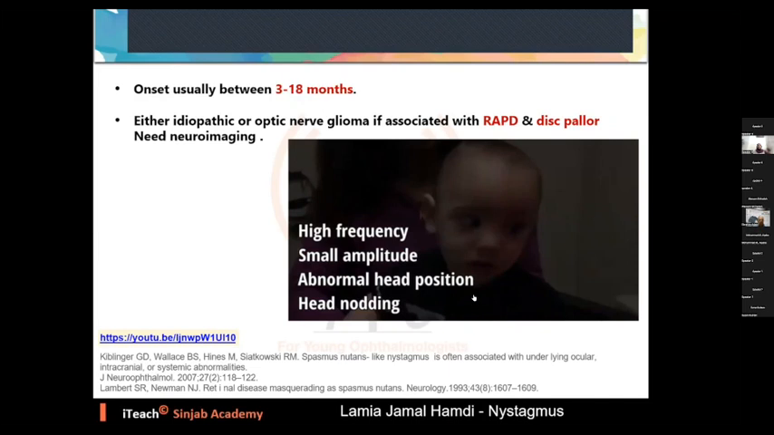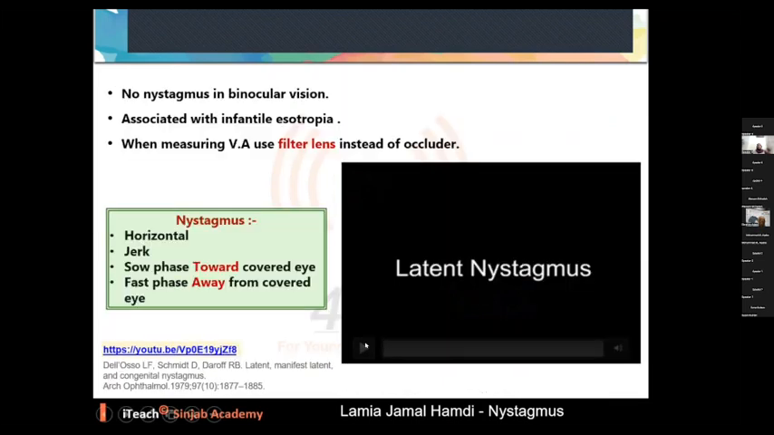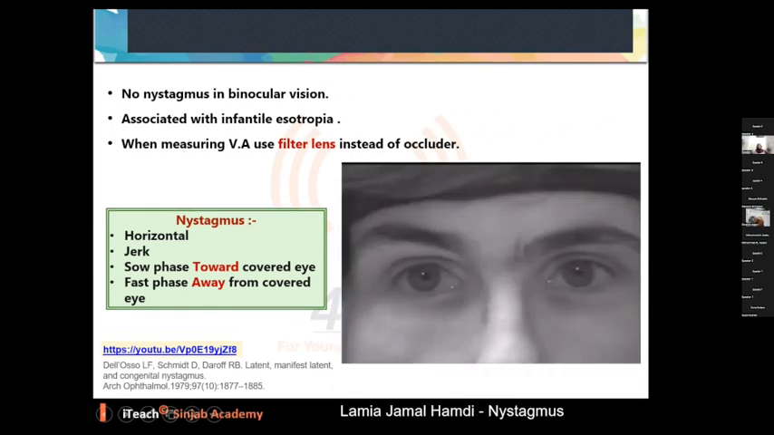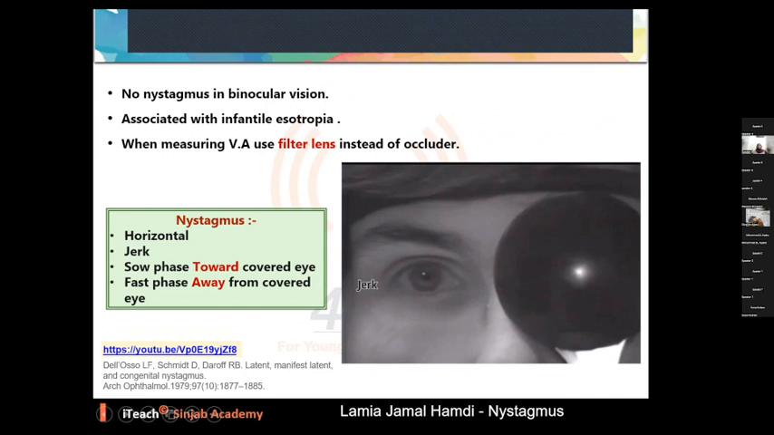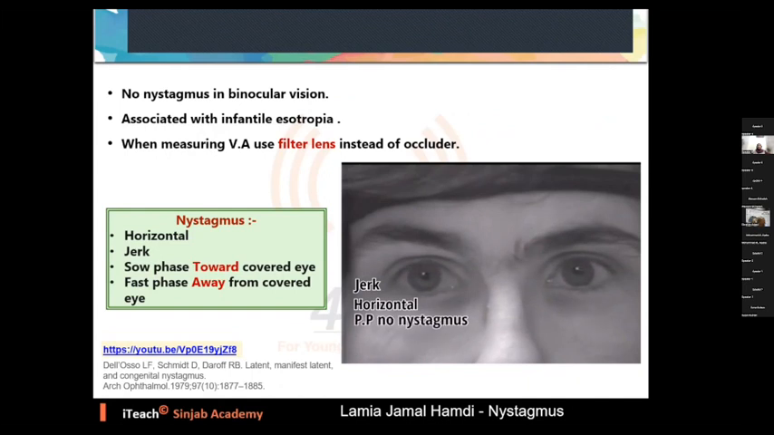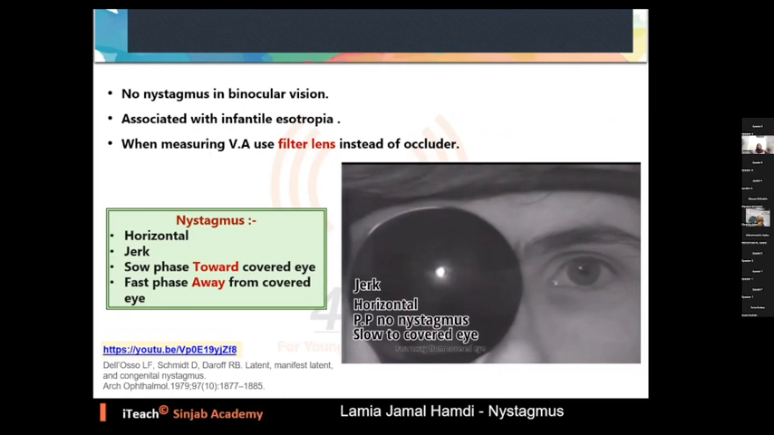The final type of the congenital nystagmus is latent nystagmus. As shown in this video, there is no nystagmus in the primary position using binocular vision. After we occlude one eye, the nystagmus will be jerk, horizontal. The slow phase will be toward the covered eye, while the fast phase is away from the covered eye. So my advice for this patient is to measure the visual acuity using a filter lens instead of an occluder to prevent the induction of the nystagmus.